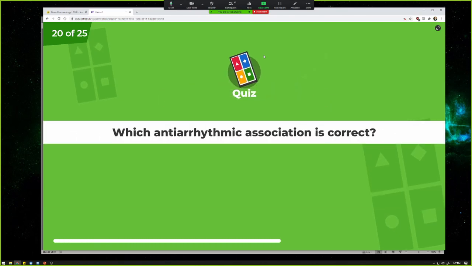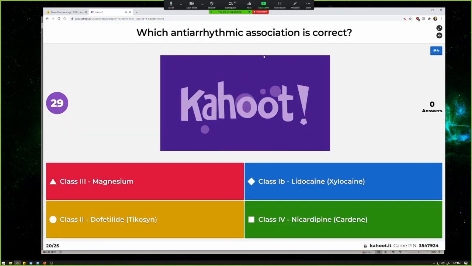All right, which antiarrhythmic association is correct? Class 3 in magnesium, class 1B in lidocaine, class 2 dofetilide, or class 4 nicardipine.